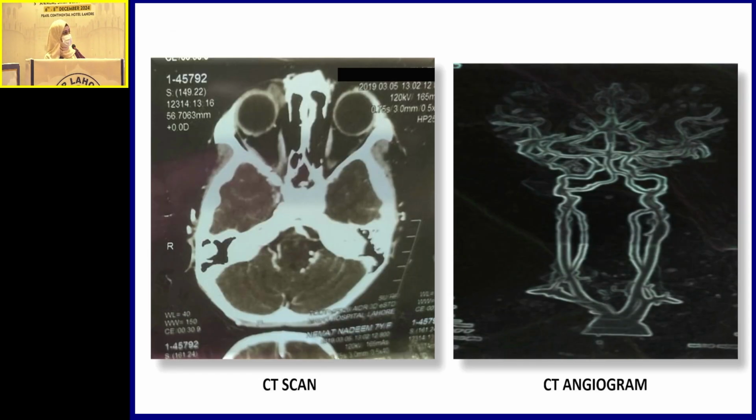So this was the CT scan of a patient with capillary hemangioma, and this was a CT angiogram of a patient with AV malformation.